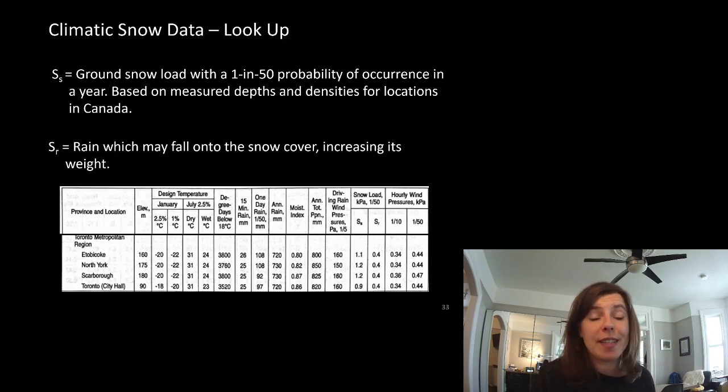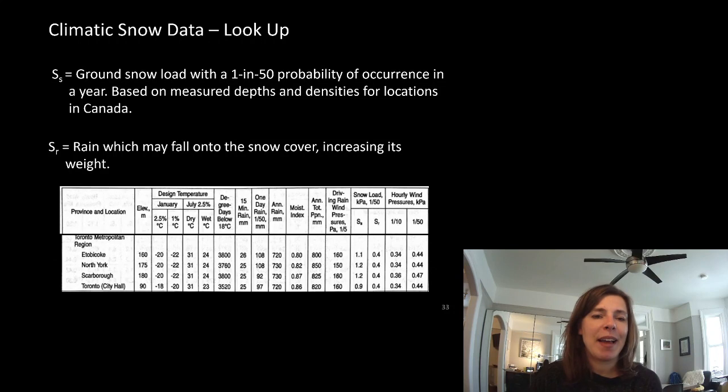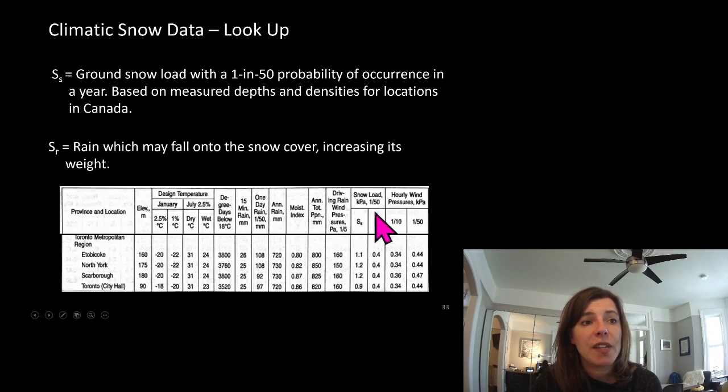Because they're supposed to look this up for their project, and it's been that way for time out of time, and now all of a sudden it's in New York, so we have to figure out a way around that. Okay, so Etobicoke, North York, Scarborough, Toronto City Hall. Snow load in kPa for a 1 in 50 year probability.